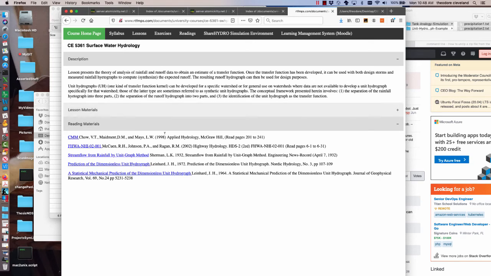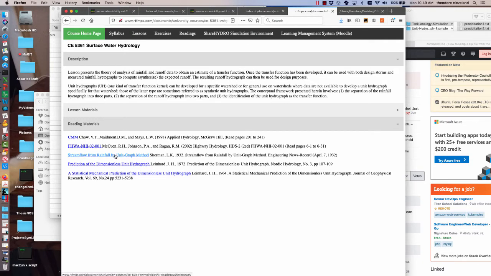There's Chow, Maidment, Mays, pages 201 to 241. There's the Highway Hydrology Manual, pages 61 to 631. These two both go into some detail on unit hydrograph, and in fact, much of the examples are taken from Chow, Maidment and Mays or modified from that, some from the Highway Hydrology. I've included a few other useful readings.